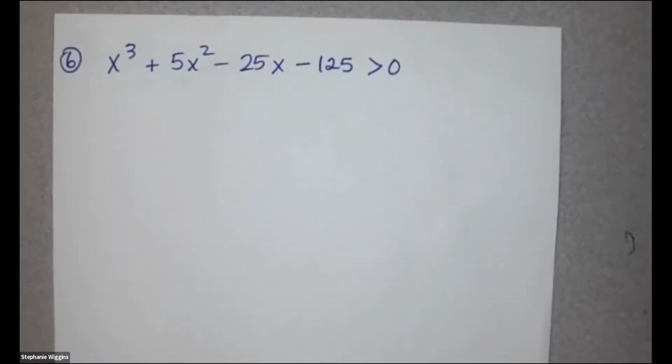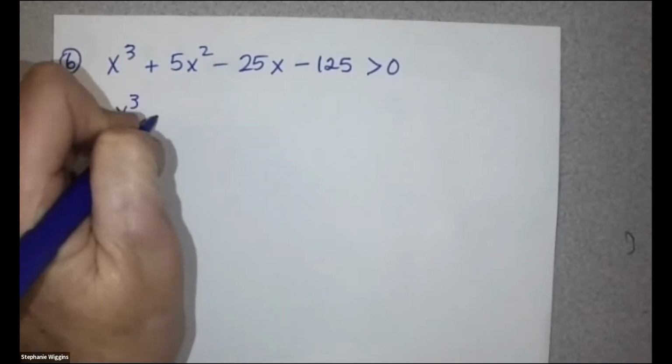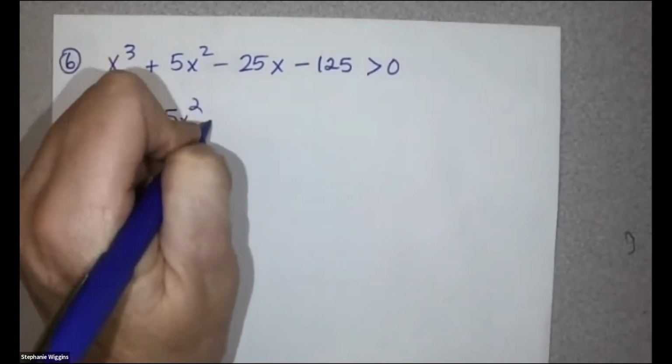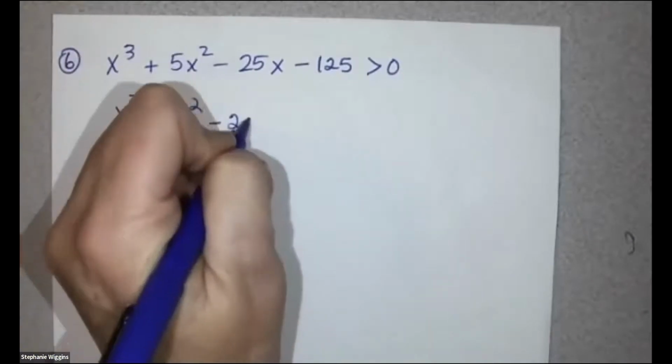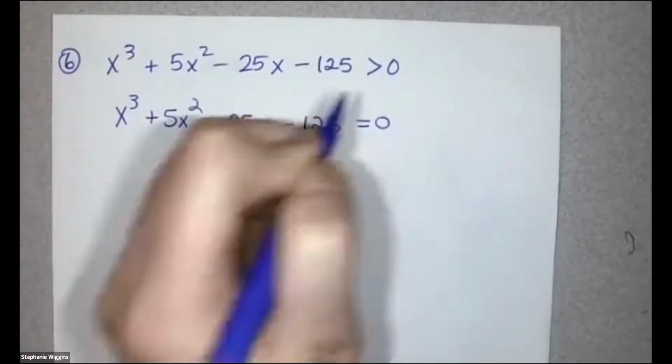This time, so far, all our examples were quadratic. This is a cubic polynomial. So in factoring this, I'm going to use what we call factoring by grouping. So let me show you how that works. Because I want to find the zeros, I want to solve the equation x cubed plus 5x squared minus 25x minus 125 is equal to 0.